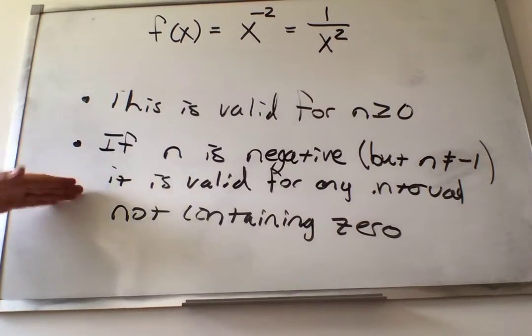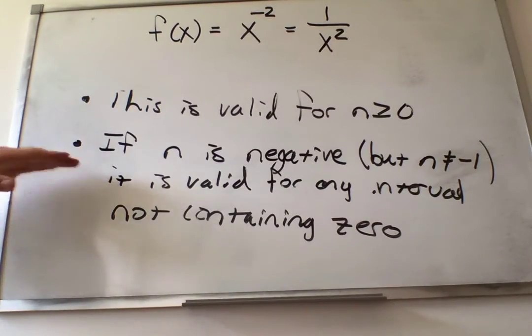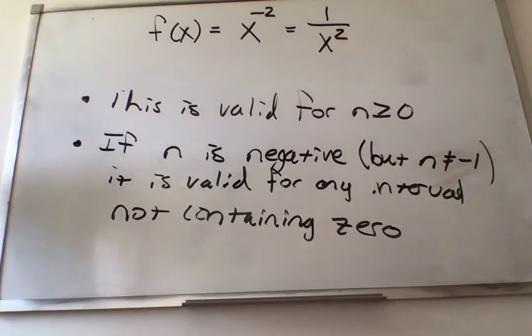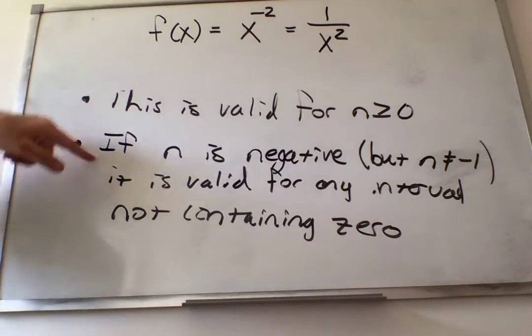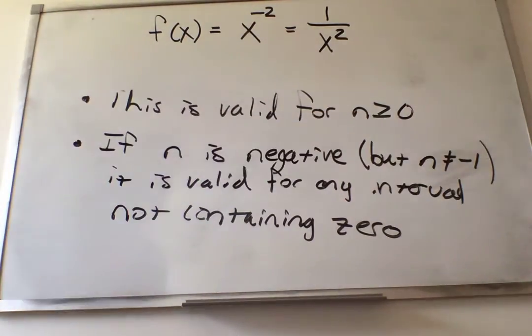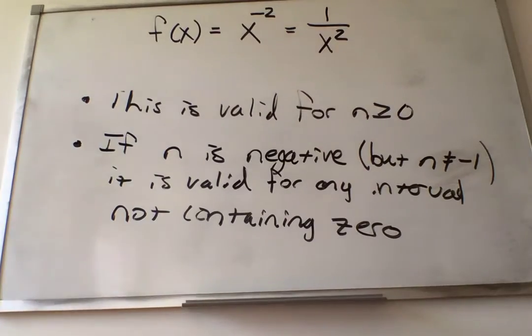So, these are the cases. Like I said, this is the important one. You got to look out for the domain when n is negative. Also, you got to look out when the power is negative 1.